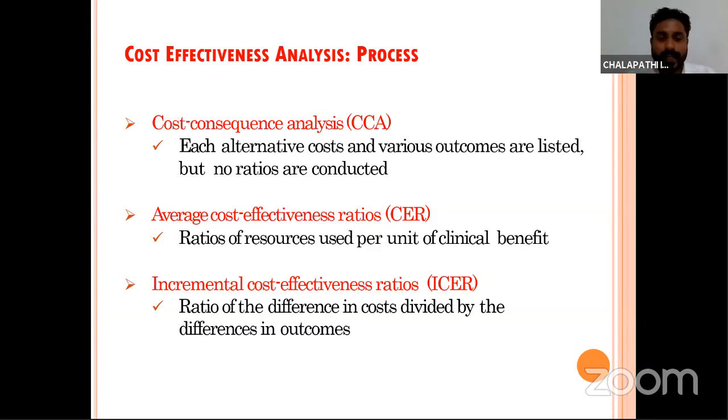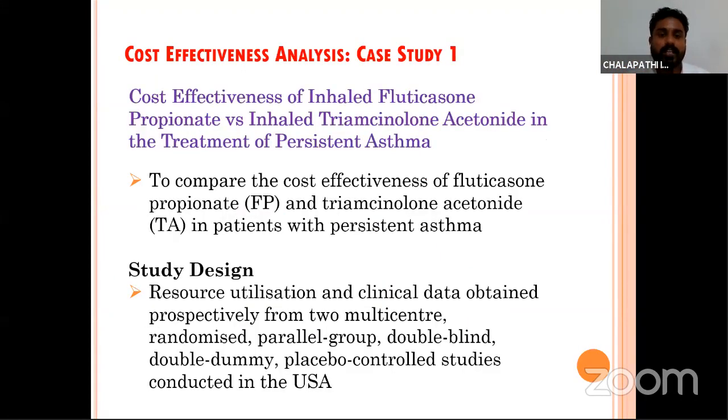There is one more, the incremental cost effectiveness ratio, where you will be dividing the difference in cost by the difference in outcome between both treatments, new versus old. I will take you through an example for easy understanding. This is the first case study which I have. I can share that as well if you request. So this is for persistent asthma. What was the cost effectiveness of fluticasone FP and triamcinolone acetonide TA? From now onwards I will say FP and TA. The study design which they have used was obtained prospectively from two multi-center randomized parallel group double blind, so many clinical trial terms.